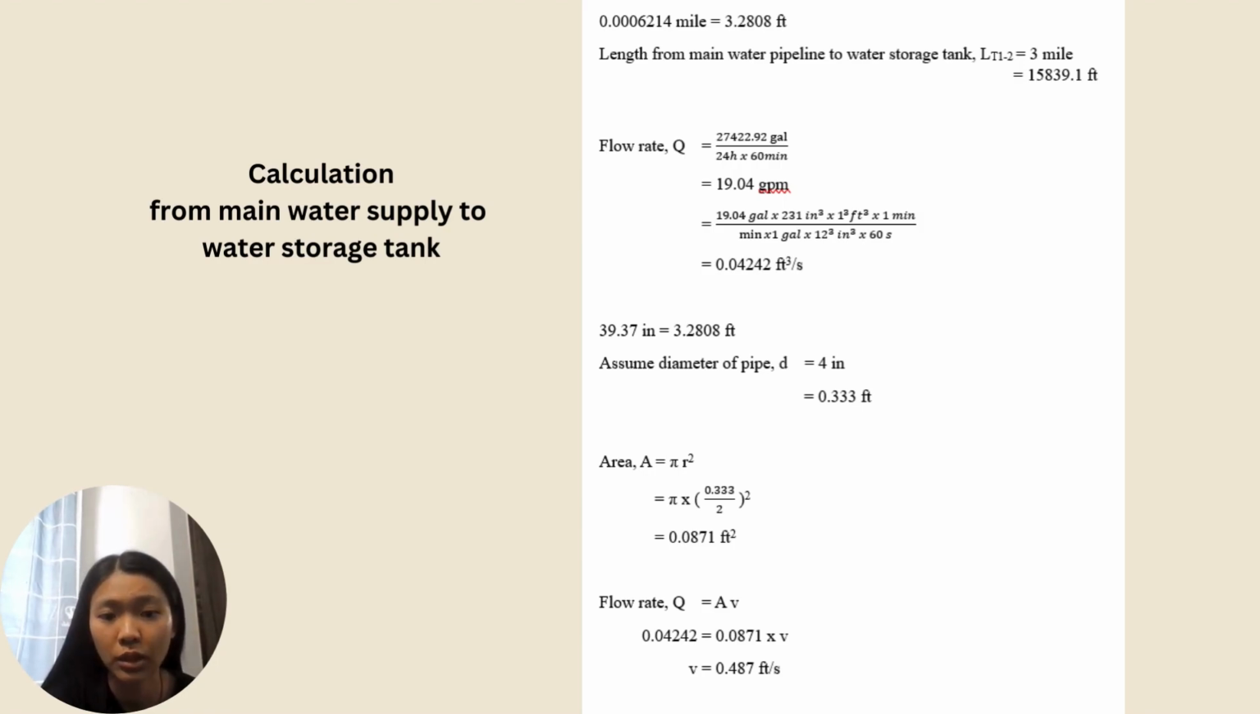With the radius we got, we can calculate the area. Area equals pi r squared. And with the area and the flow rate we got, we can calculate the velocity, where the flow rate is Q equals AV.